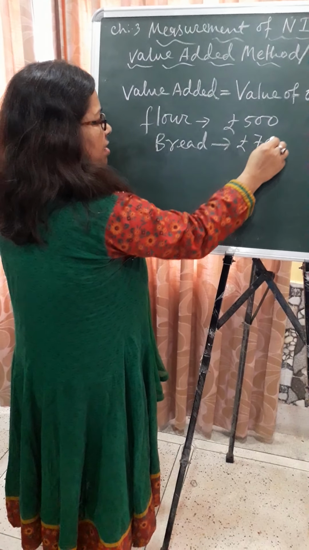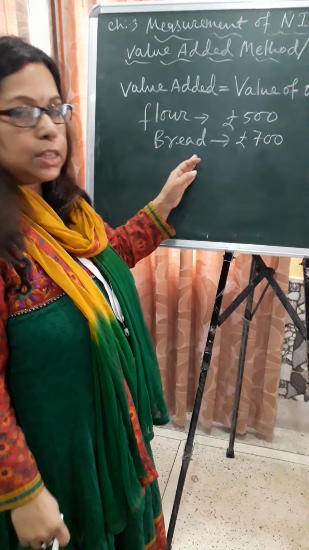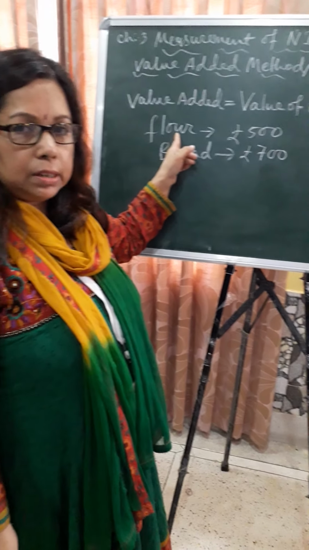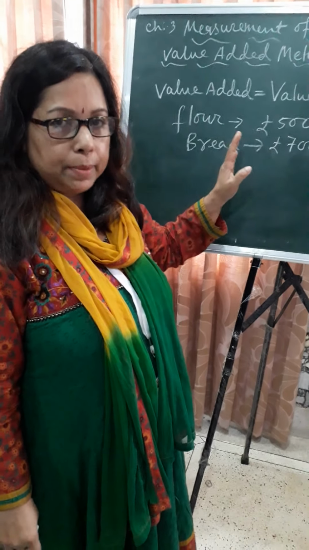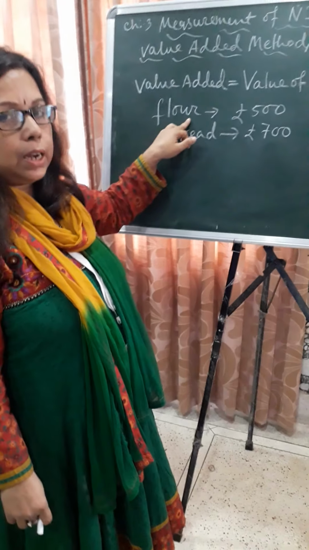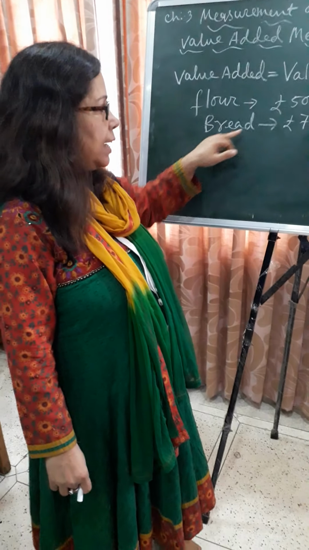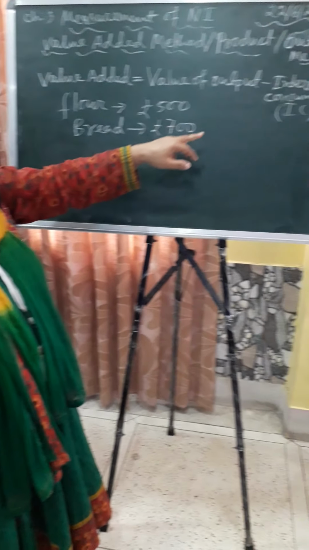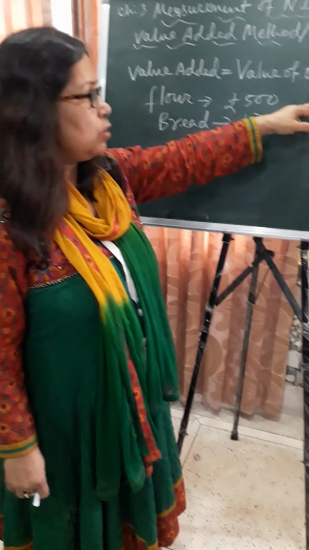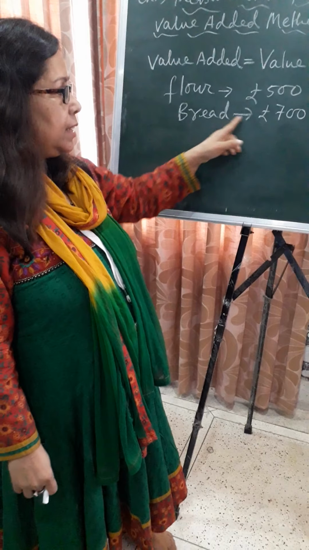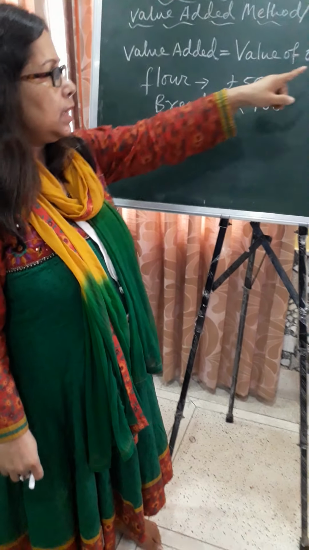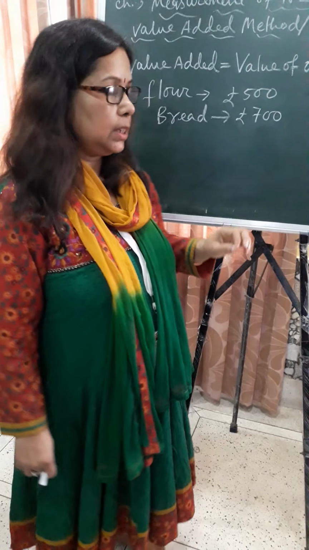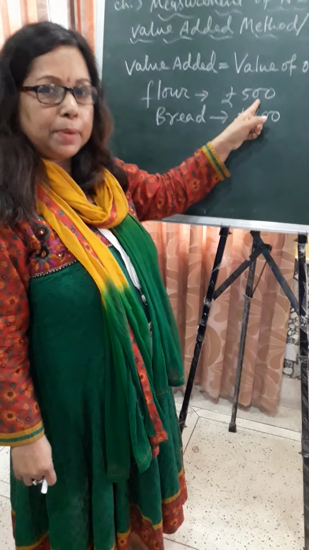The baker makes bread and sells it in the market at rupees 700. So here flour is the intermediate good. Intermediate goods means raw materials. With the help of the flour the baker makes the bread, and bread is the final or finished product. How to calculate value added? Value of output, bread, is rupees 700, and the intermediate consumption, the expenditure on raw material, is rupees 500.